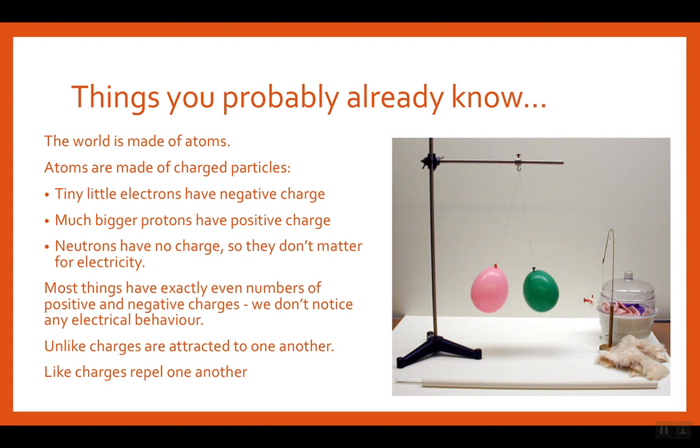You probably already know, hopefully, that the world is made of atoms, and atoms are charged particles. You've got electrons which are negatively charged, and protons which are positively charged, and neutrons which have no charge, so we're going to forget about them because we don't care about them for electricity. Most things have got exactly even numbers of positive and negative. So substances are uncharged, and therefore they're not behaving electrically.